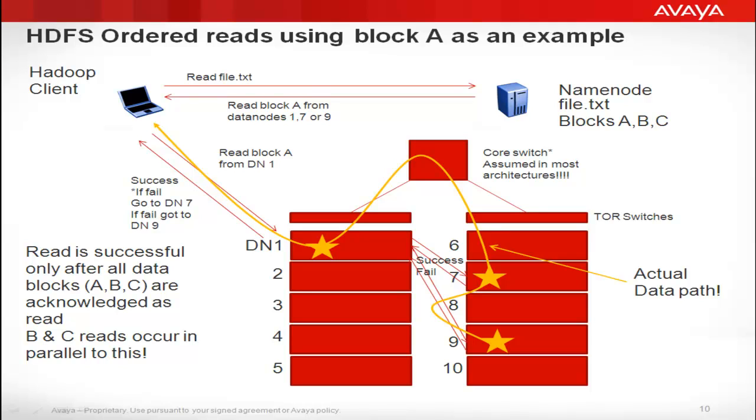An important point to note is that the read requests for blocks B and C occur in parallel. It is only after all data blocks have been confirmed for the file and the transaction has been completely acknowledged that a read request is deemed complete. Finally, similar to the write process, any rack-to-rack east-west flows need to flow over the core switch in a typical spine-leaf architecture.